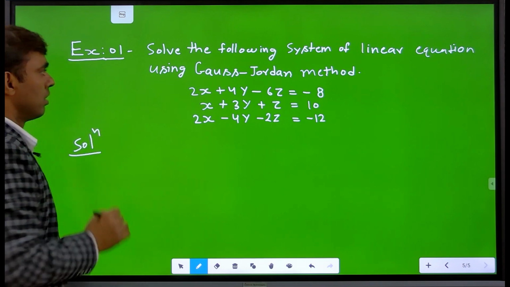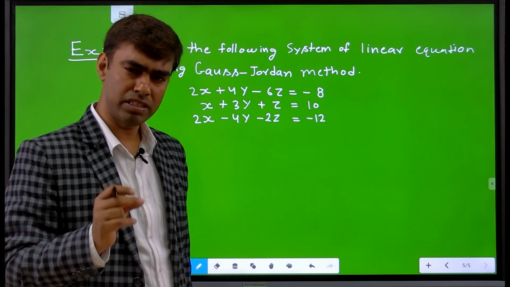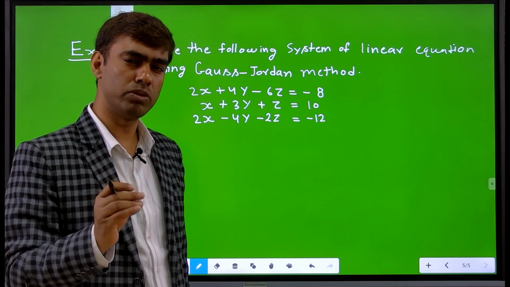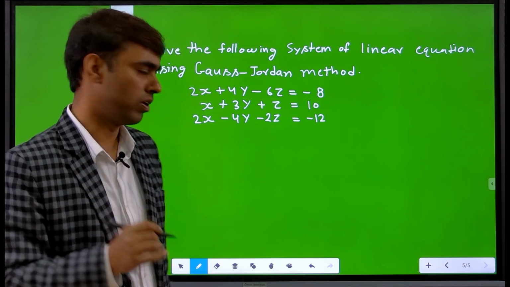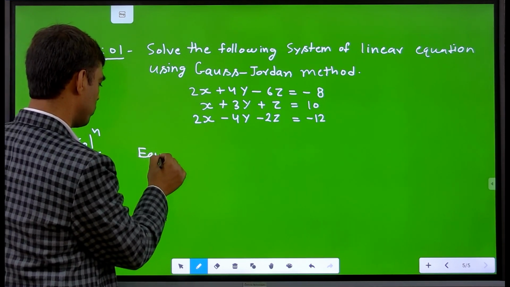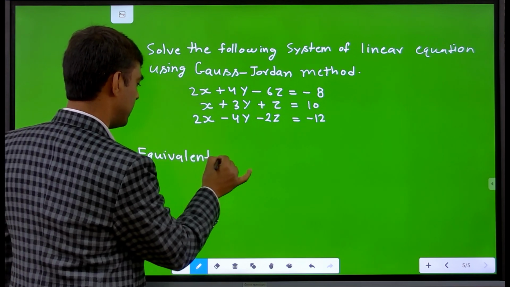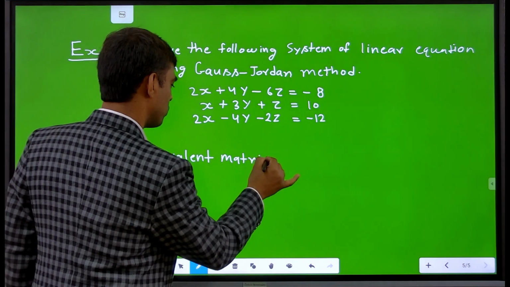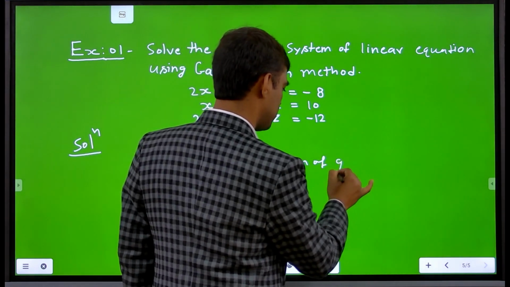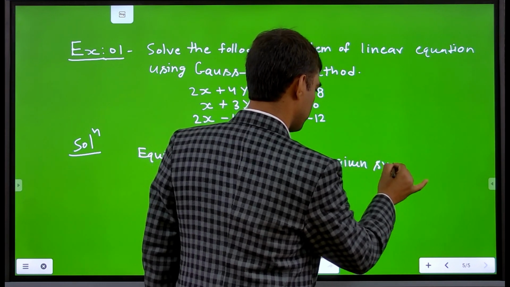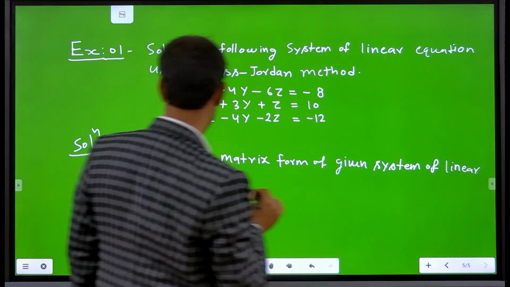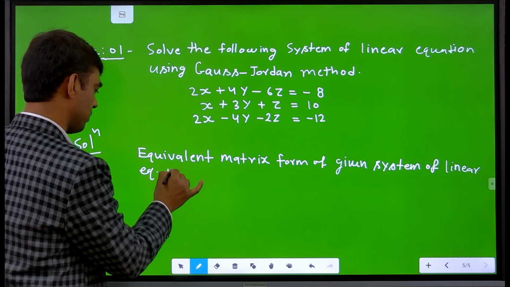Using the Gauss-Jordan elimination method. As we said earlier, first of all we choose the pivot element. But before choosing the pivot element, first we write this system of linear equations in matrix form. So, what is the equivalent matrix form of the given system of linear equations? It is as follows.